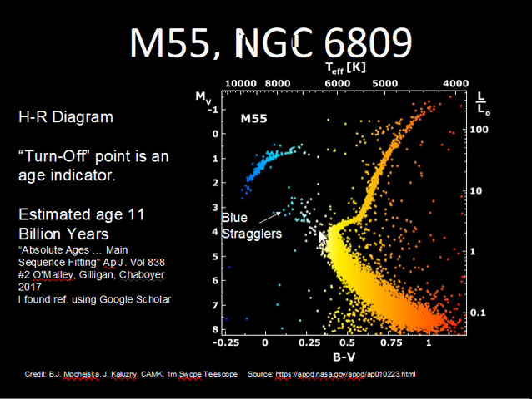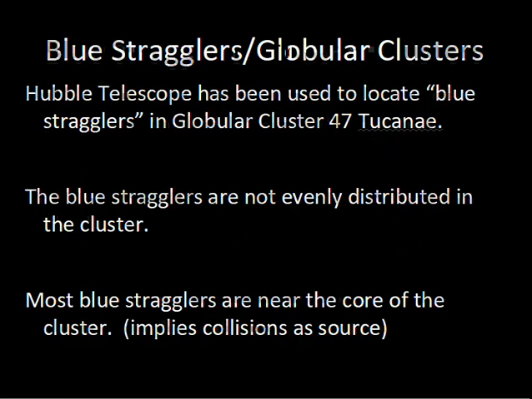I'm going to comment just shortly about blue stragglers. The more massive stars go through their nuclear fuel first and move off here, so why are these stars still being found in globular clusters, these blue stragglers? That's not a completely answered question, but there is evidence that the blue stragglers are found more near the core of the clusters, where the stars are closer together and collisions more likely.